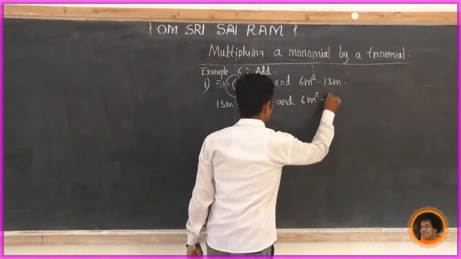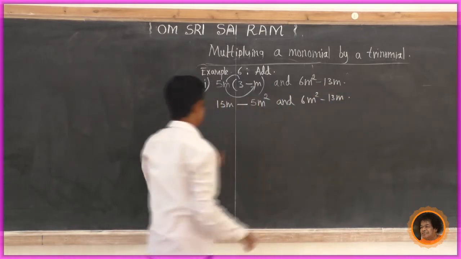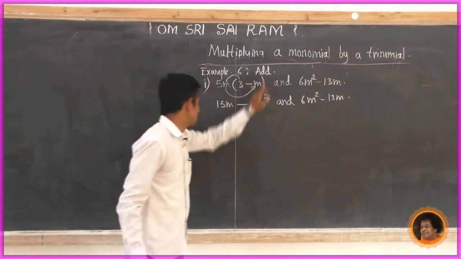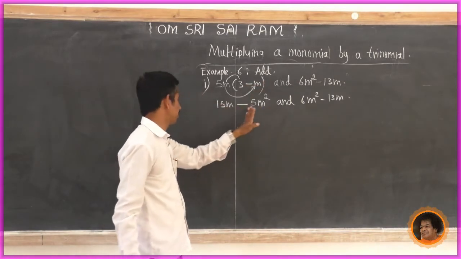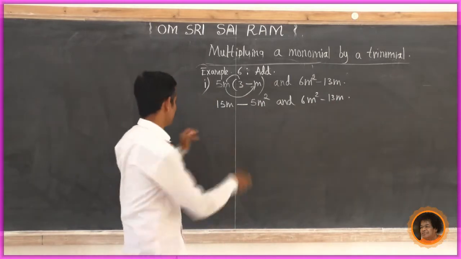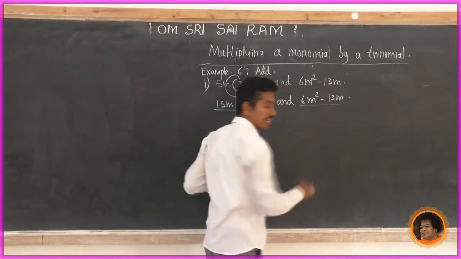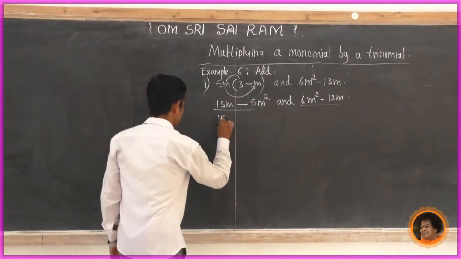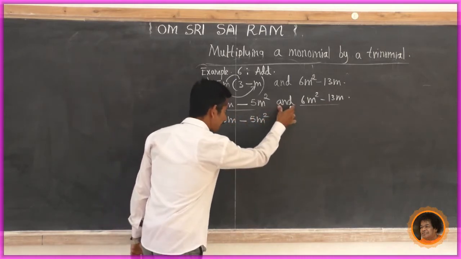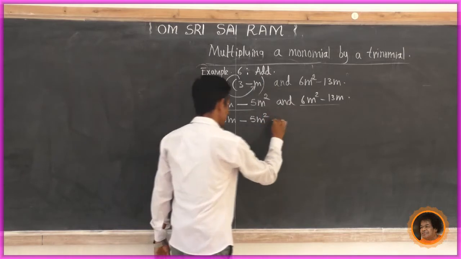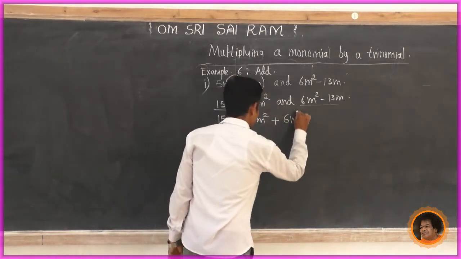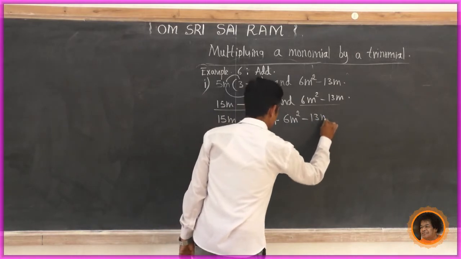6m squared minus 13m. Now it becomes simplified. After that, add these two. Add 15m minus 5m squared and 6m squared minus 13m. Add these two expressions, the first expression and the second expression. So how to write? 15m minus 5m squared, instead of add means addition, plus 6m squared minus 13m.